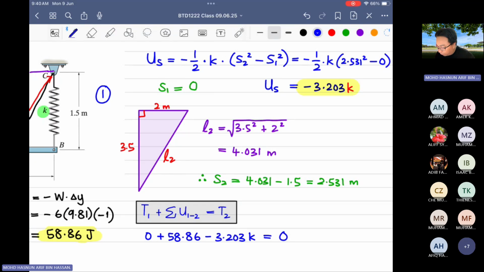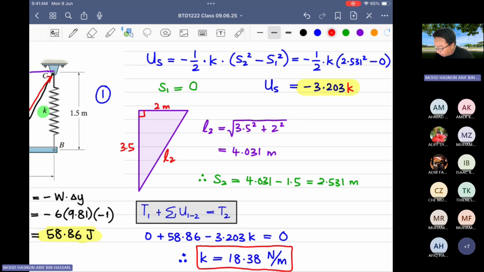Okay, and therefore here we can get the value of K. K is equal to 58.86 divided by 3.203, which is equal to 18.38 Newton per meter. That is the value of K. So this will be the final answer.